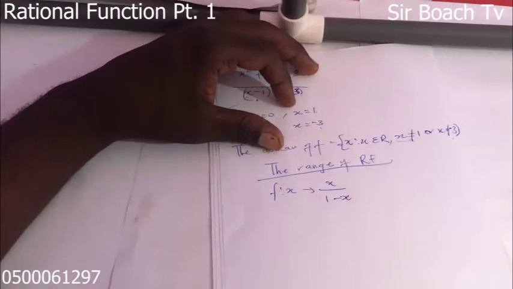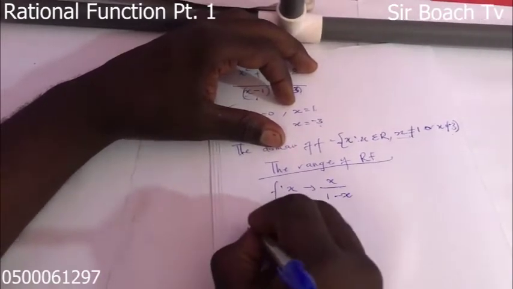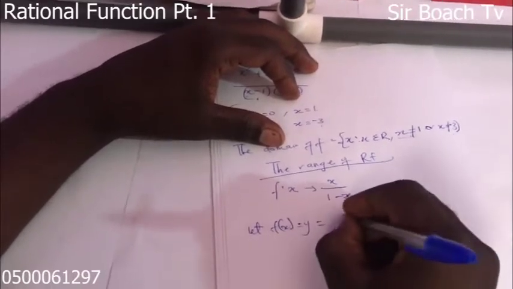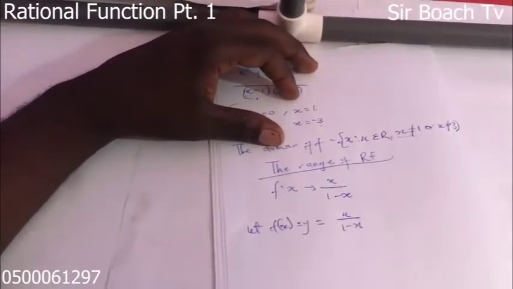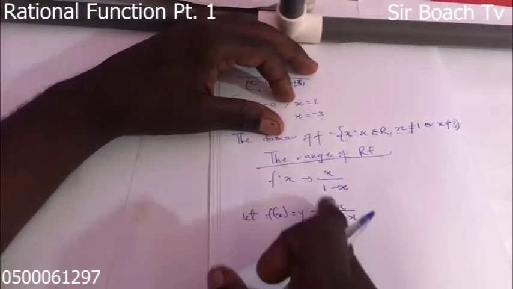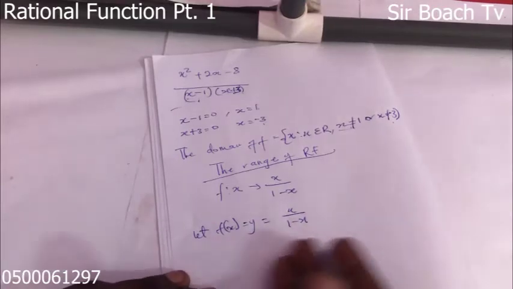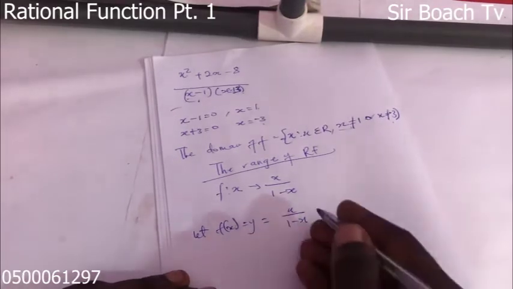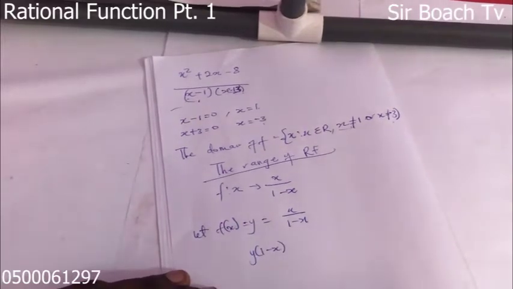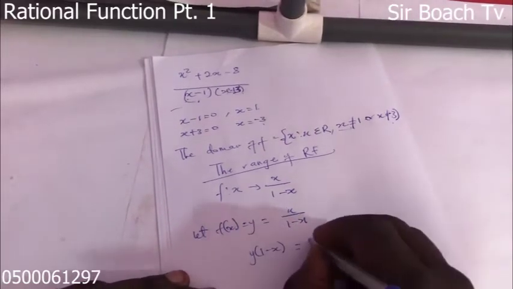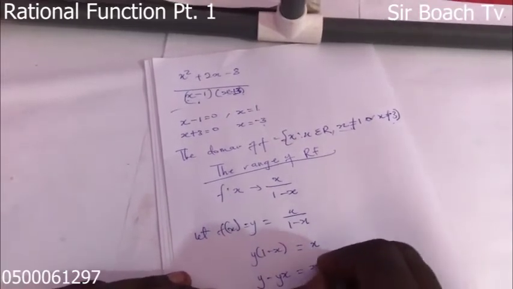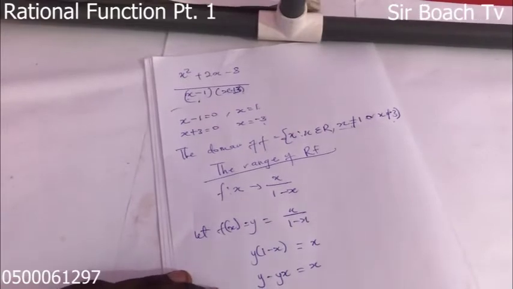We know that f of x is the same as y, right? So let's make f of x equal to y. Then that will be equal to x over 1 minus x. Okay. So now with this one, we will just make x the subject. Change of subject. So what do we get? We will get y bracket 1 minus x, like that. Are we good? Equal to x. Then we're going to get y minus yx equal to x.